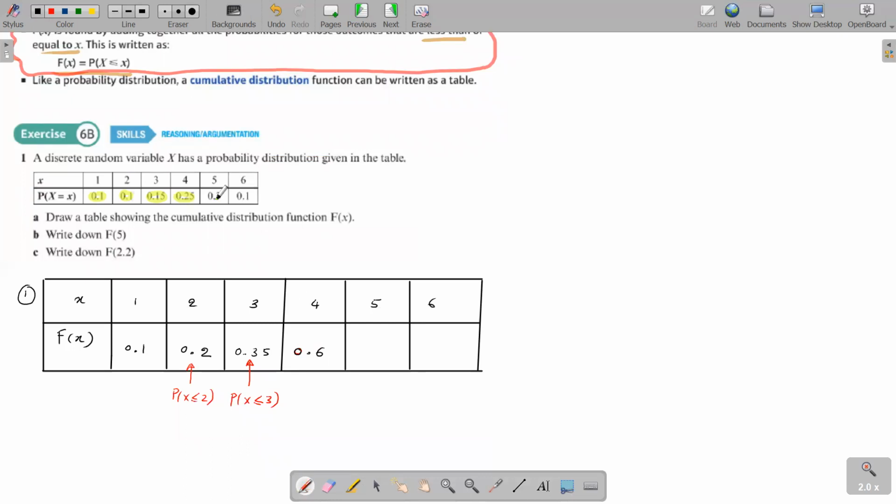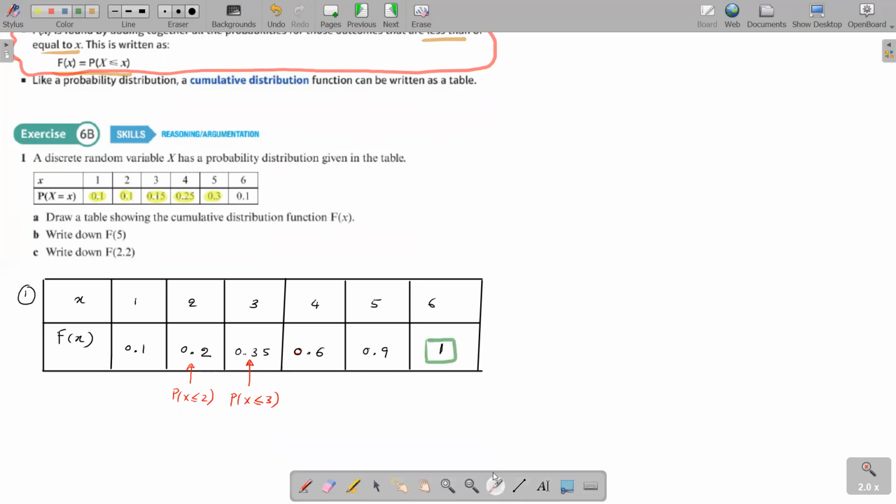When x is 5, you have to add 0.1, 0.1, 0.15, 0.25, and 0.3, which is 0.9. And the last one, you have to add everything, right? And obviously, as expected, it should be 1. So this is actually something that is really important. Why?